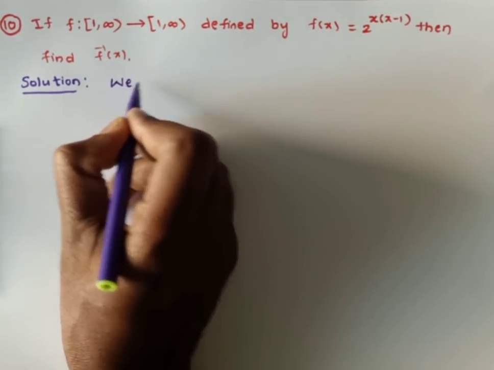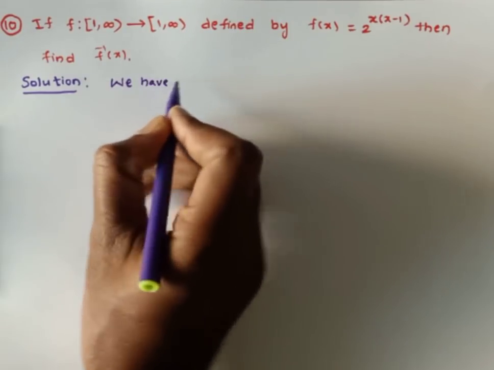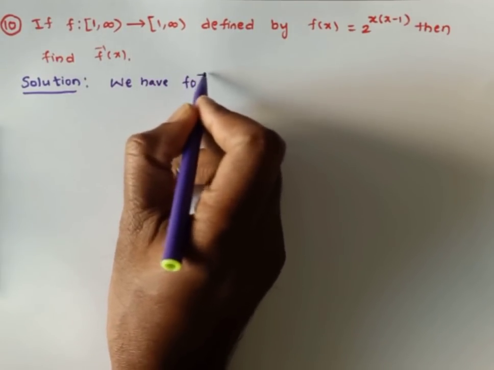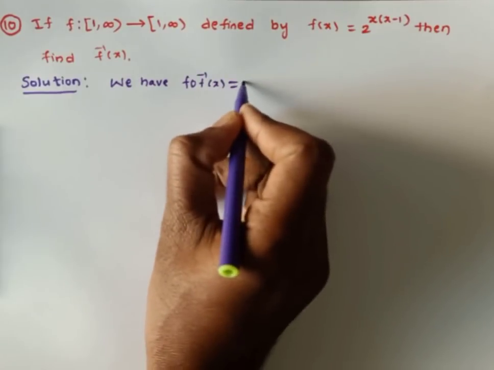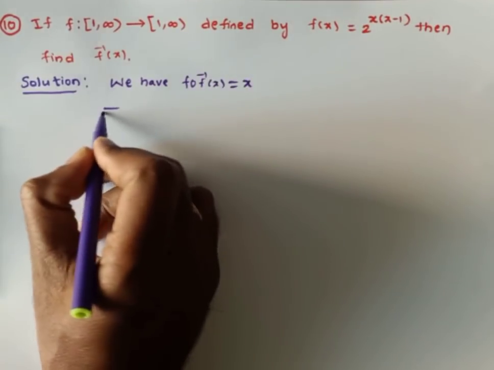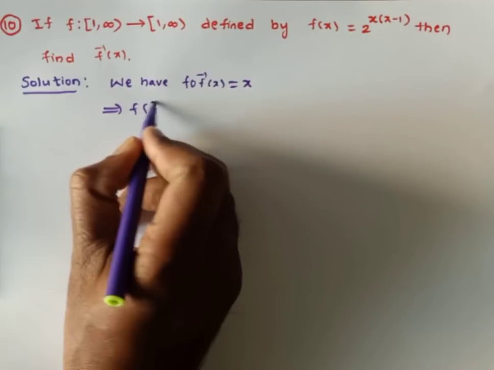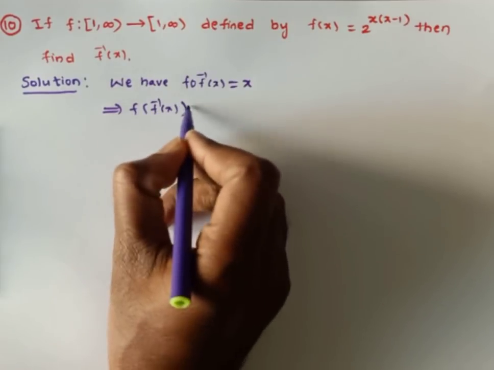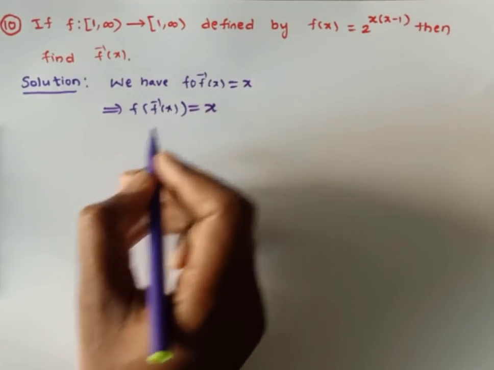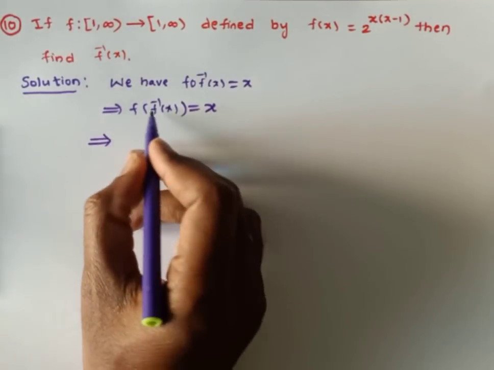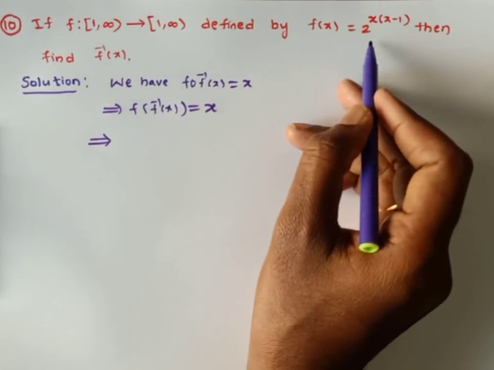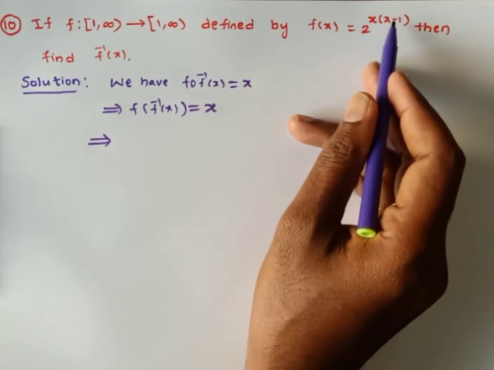So we know that f compose f inverse of x is x. Now we can write this as f of f inverse of x, which is equal to x. Now this is in the f of x form. So what is our f of x? This is 2 to the power of x into x minus 1.